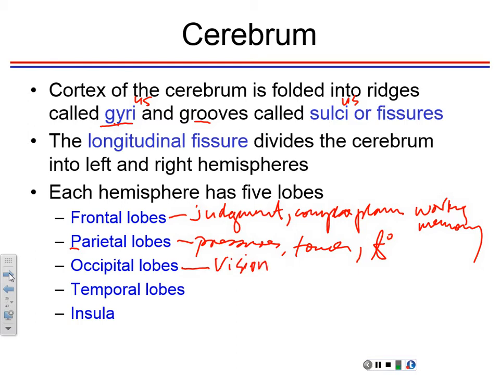Eyesight. The temporal, right by the ears, you can't miss that. It deals with hearing, and sometimes a bit of smell and other things like that, okay? The insula is the last. It's also considered a lobe of the brain. It's the fifth one, but it's very small.